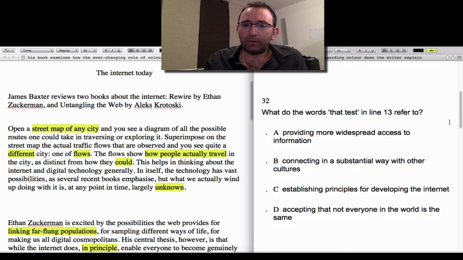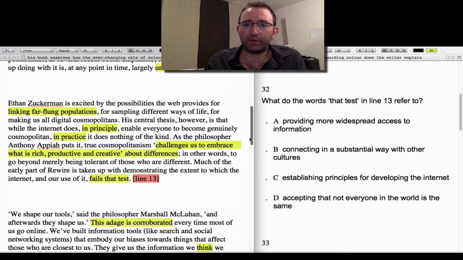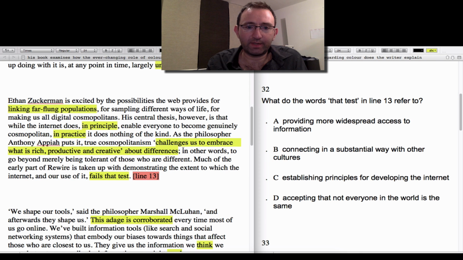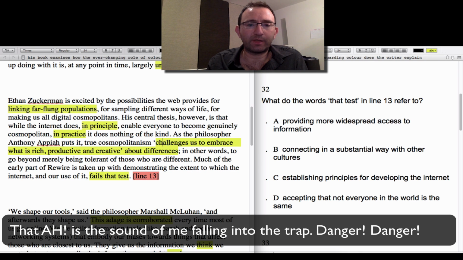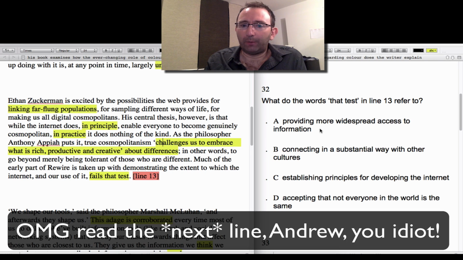Okay, 32. What do the words "that test" in line 13 refer to? So line 13 is some of that. I'm not sure how much. So that test. I already highlighted it. I had a suspicion about this thing. As the philosopher Anthony Appiah puts it, true cosmopolitanism challenges us to embrace what is rich, productive, and creative about differences.